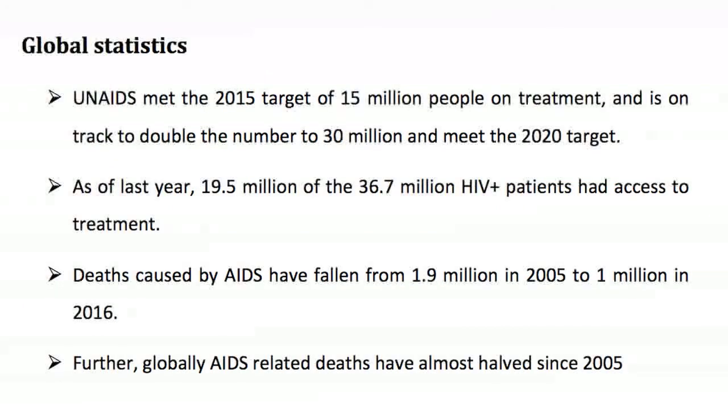UNAIDS met the 2015 target of 15 million people on treatment and is on track to double the number to 30 million and meet the 2020 target. As of last year, 19.5 million of the 36.7 million HIV positive patients had access to treatment. Deaths caused by AIDS have fallen from 1.9 million in 2005 to 1 million in 2016. Globally, AIDS-related deaths have almost halved since 2005.